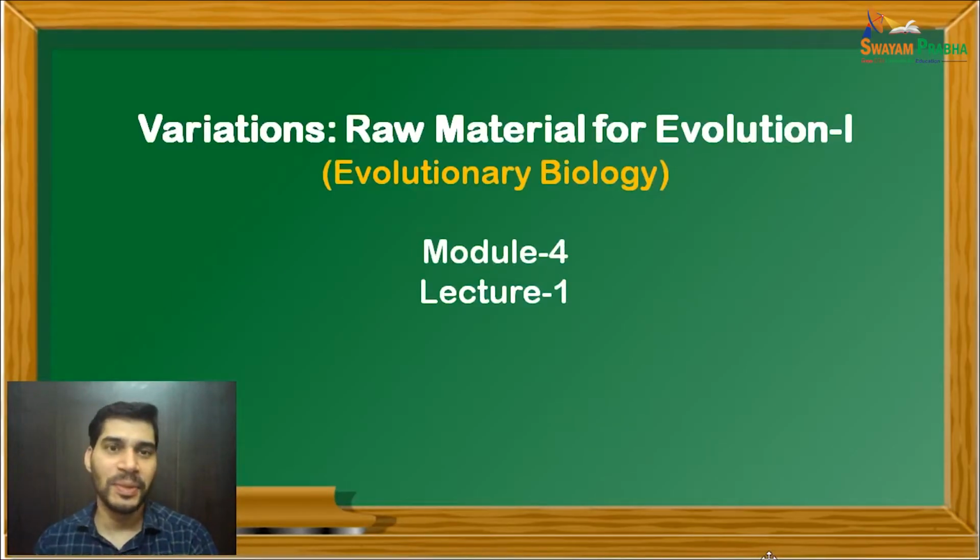Hello learners. So today we are going to discuss the topic variations from the paper Evolutionary Biology. Now this is the fourth module in the curriculum of the paper Evolutionary Biology. We will cover this topic under two lectures. This is the first lecture, where we will discuss how variations act as a raw material for evolution. We will also discuss what is the connection between variation and evolution, or in other words, why variation is an important part whenever we talk about evolutionary biology.